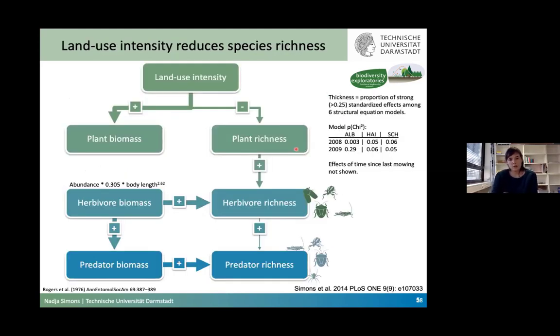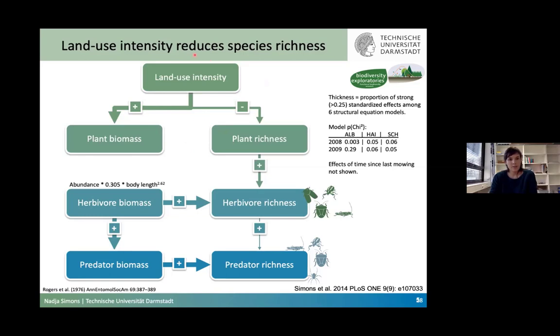We looked at both of those mechanisms for the plant, herbivore, and predator communities on our grasslands. Using structural equation models, we were able to disentangle the two alternative pathways of indirect management. What we see here in this summary figure is that land use intensity, measured as grazing, mowing, and fertilization, strongly increased plant biomass on the grassland, which is logical because farmers manage their grasslands to increase plant biomass and produce fodder for their animals.